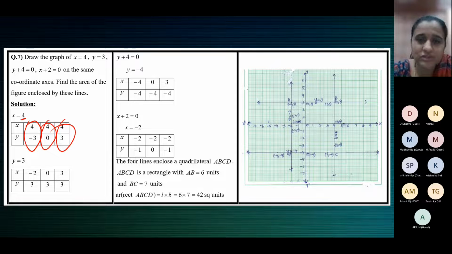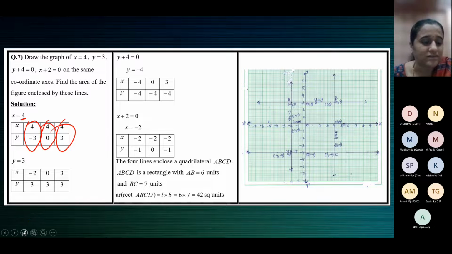Now, situations like this will be given in words, and you will be asked to write the equation. The question will be like this: write the equation of the line which is parallel to the y-axis at a distance of 4 units to the right of the y-axis. The equation is x is equal to 4. So you should be able to write it. It will be given in words, and they'll ask you to write the equation.